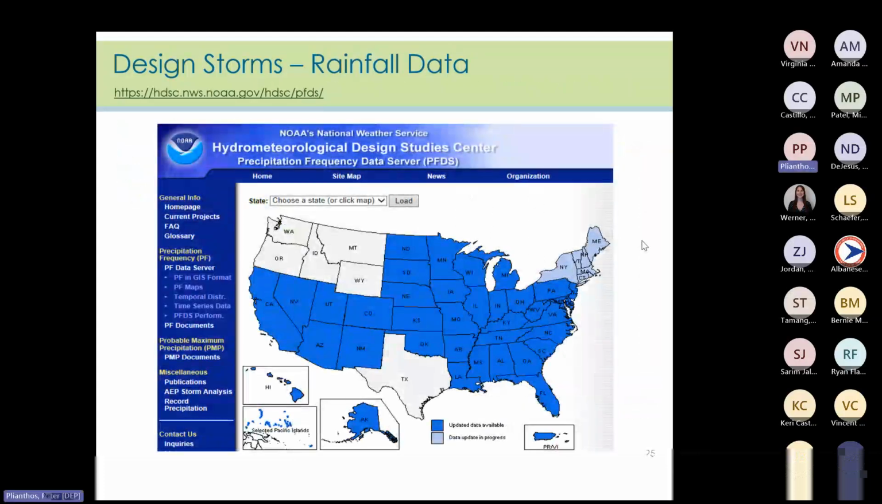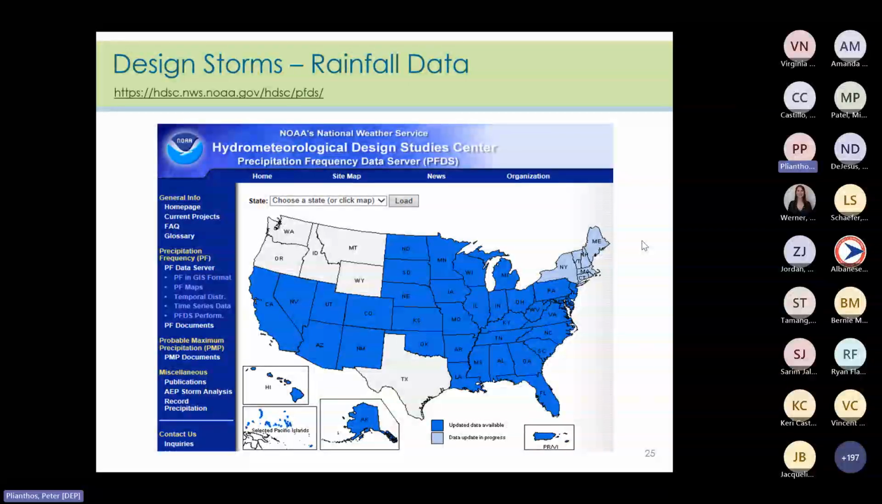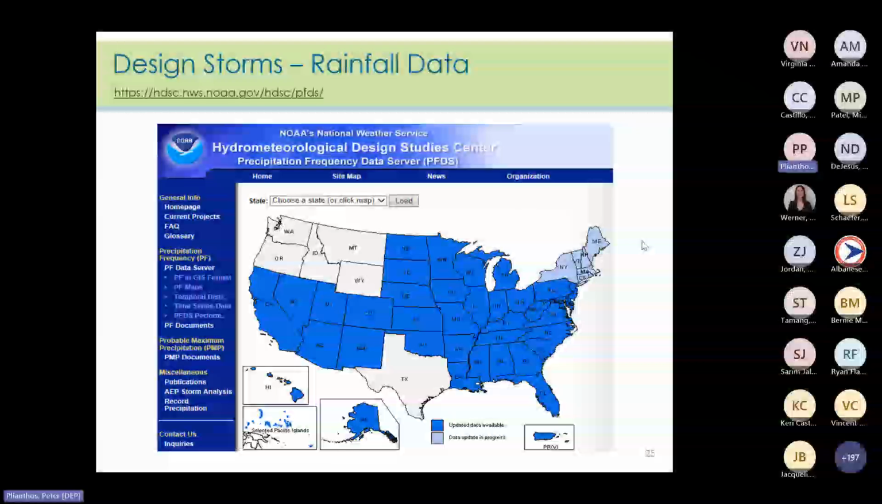The preferred choice for storm data can be found on the National Oceanic and Atmospheric Administration's NOAA National Weather Service, or NWS, website. Click on New Jersey on the map to get started. I won't go through all the steps here. Instead, do read Chapter 5 of the New Jersey Best Management Practices Manual, which has the step-by-step directions and additional graphics.